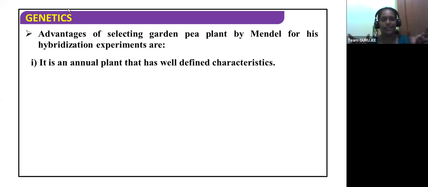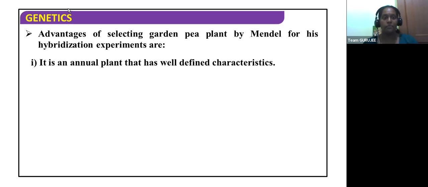Biennials will be alive for two growing seasons. In one season, they will grow completely. All the vegetative parts will grow, and in the next season only they'll reproduce and then die. Similarly with annuals, from germination to reproduction, all of it happens in one cycle, only once in a lifetime. After they grow, they complete their life cycle and die off.